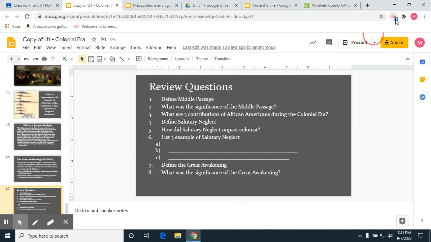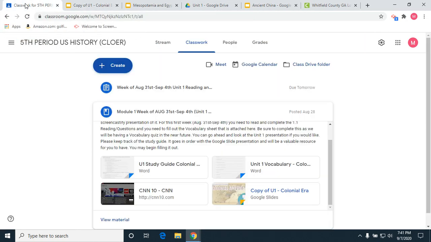Make sure that you do the study guide, or at least you look at the study guide. It is right here in your module one of week August 31st and September 4th. Like I said, you guys will have stuff posted tomorrow, Tuesday, September 8th. I'll get some stuff posted on there. You have one more reading. I'm looking into having a vocabulary quiz, and we'll go over that whenever we get to it.